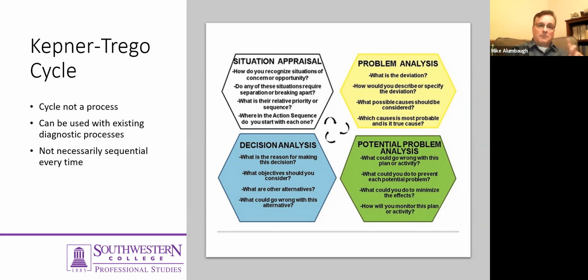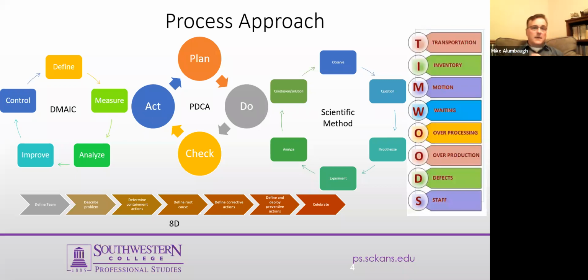The reason I bring up that this is not a process is because someone contacted me at one time and asked, can you walk me through the process? Can you tell me how the process works? My answer really was that depends on your situation and the processes you have in your organization. It could be DMAIC, plan-do-check-act, the scientific method, an 8D, whatever processes you use to drive continuous improvement, this just wraps around it very nicely.